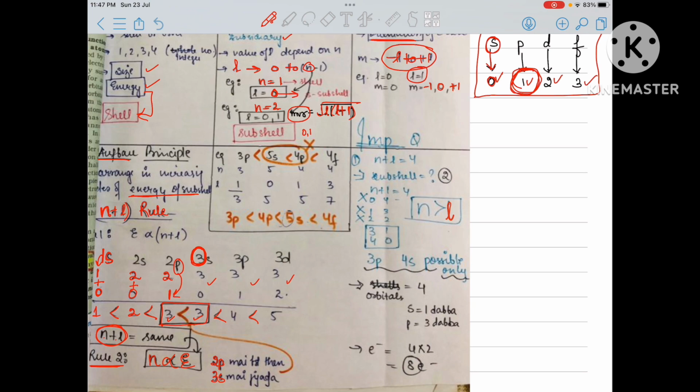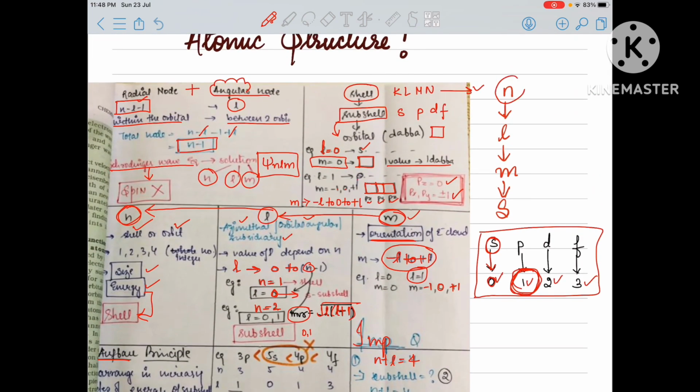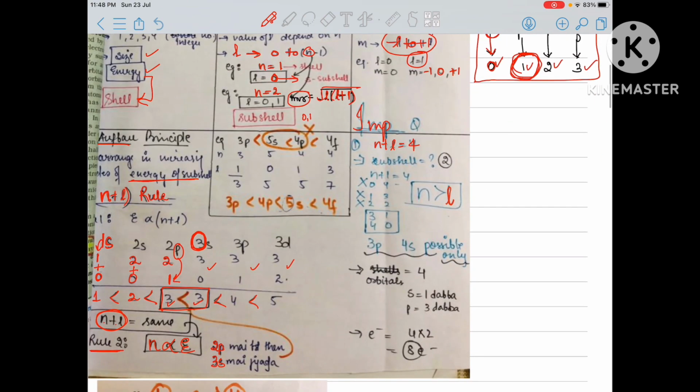Moving on, an important question is, for example, you are talking about n plus l equals 4. What are the possible subshells? We always know, I had told you, that n is always greater than l, l is always greater than m, and s does not depend on any of these quantum numbers. It only has a value of plus half and minus half. So here the question is, the n plus l value should be equal to 4.